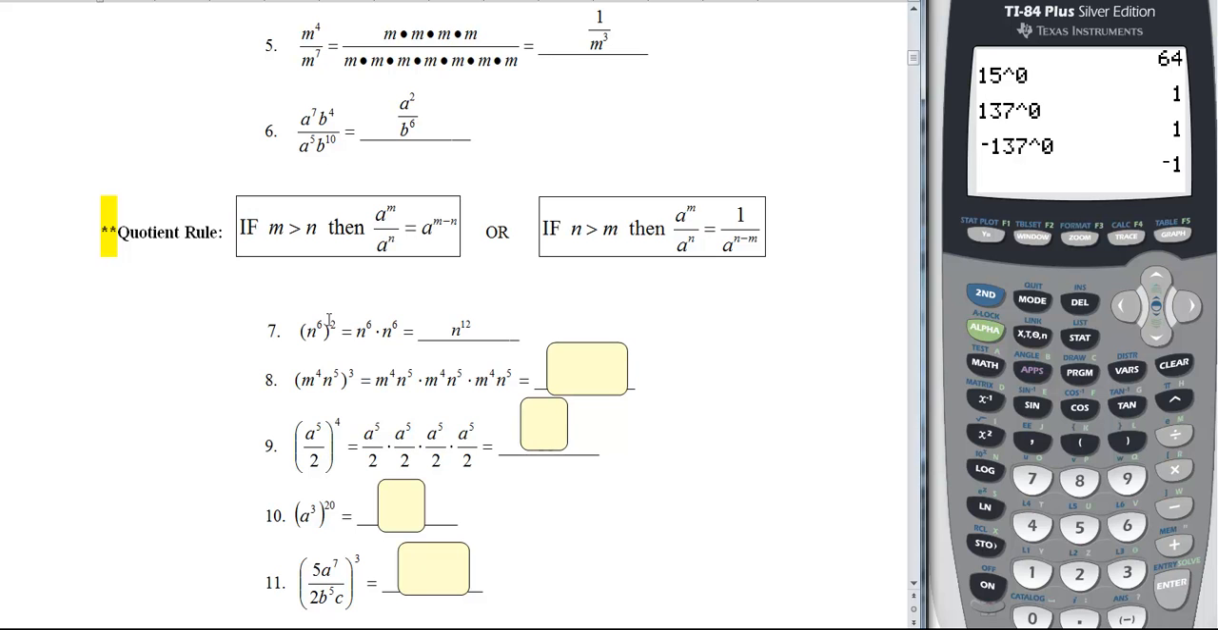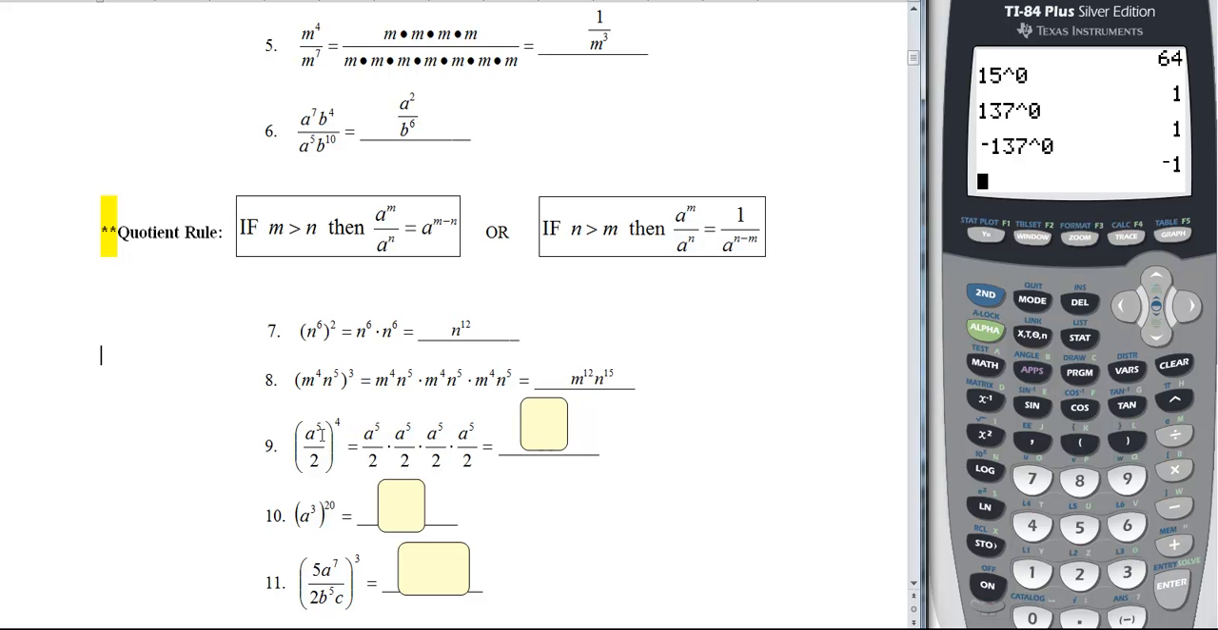See if you see a pattern here. In this one, this tells me to write this stuff out in parentheses 3 times, which I did. So I have m to the 4th times m to the 4th times m to the 4th. So by the product rule, I'd have m to the 12th. There's that one. My n, what do you think? Should have n to the 15th.